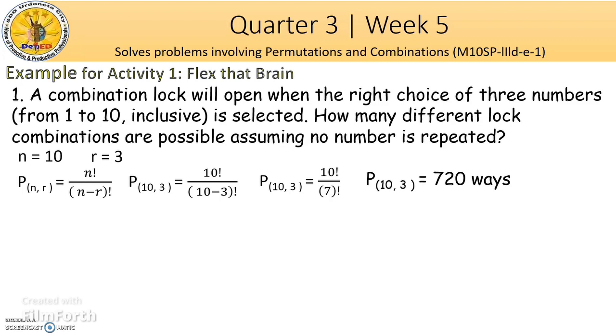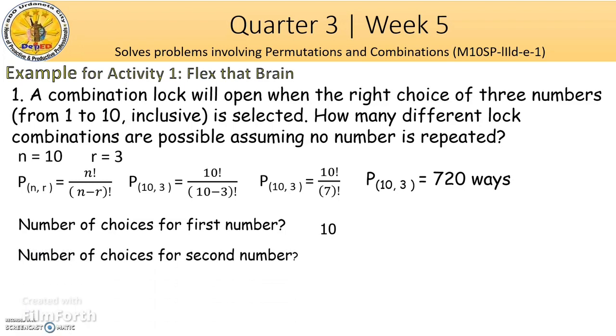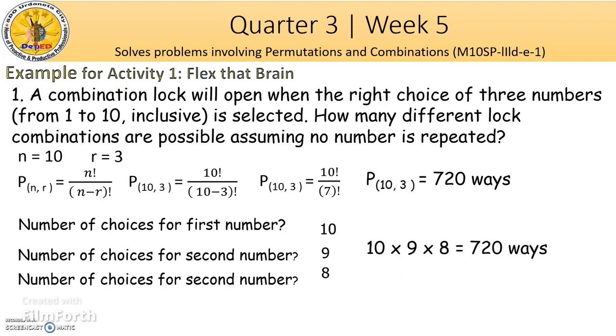Is there another way to solve this? Of course there is. For the first choice, how many choices do you have? You have 10. For the second number, how many choices do you have? You have 9, since you have already chosen one. So for the third choice, you have 8. Oh, I made a mistake there, so it should be third number. So you just multiply all these 3. You have 720 ways.